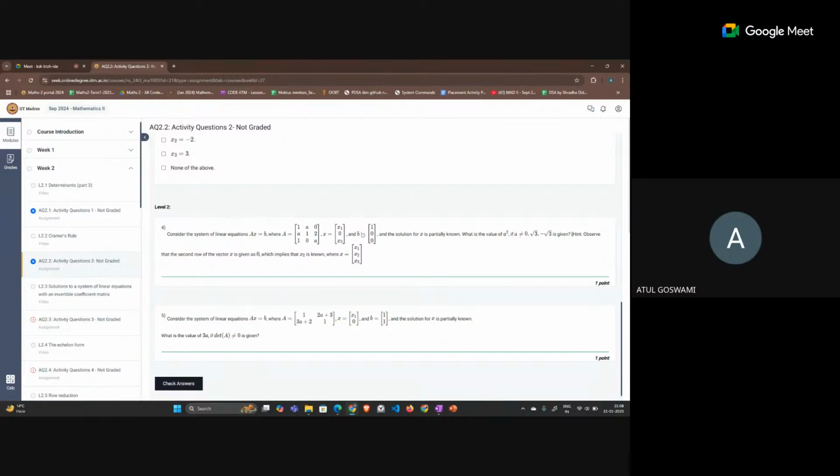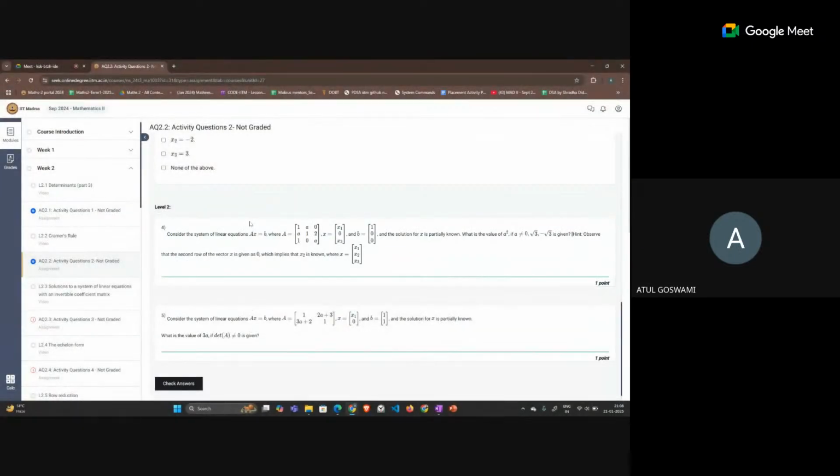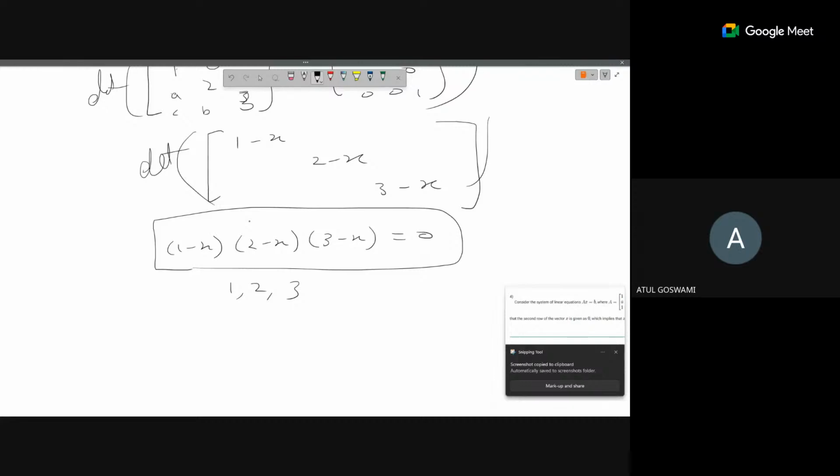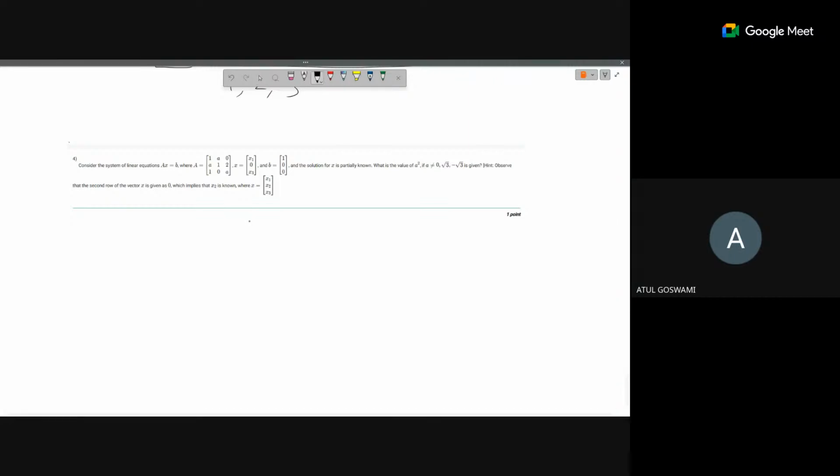So what we have to do here is find the value of A square. We have to calculate it. The solution is partially known means, actually, this problem is written here, that's why you have to take this screenshot. So the solution is partially known.